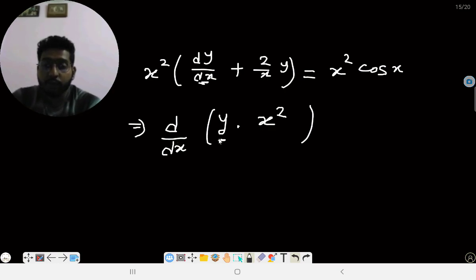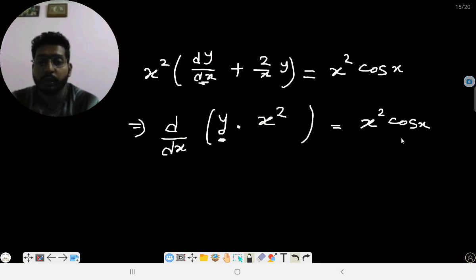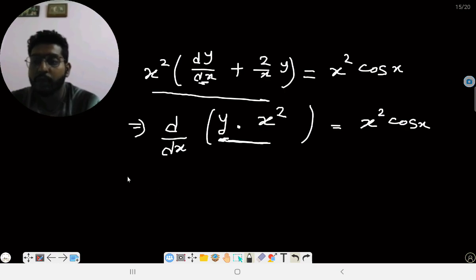We know this is a linear differential equation in y, that's why you write y here, into the integrating factor. The integrating factor is x square, so y into x square. The left hand side will be like this, and the right hand side will be the same, x square cos x. Why am I writing y into x square? Because if I use the product form of derivative, it will look like this only, so that's one thing you have to remember.